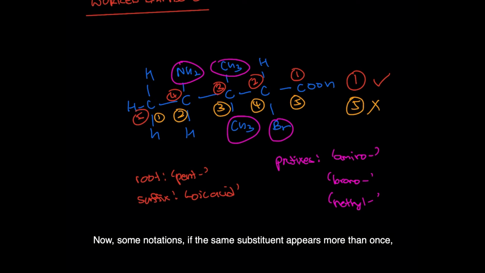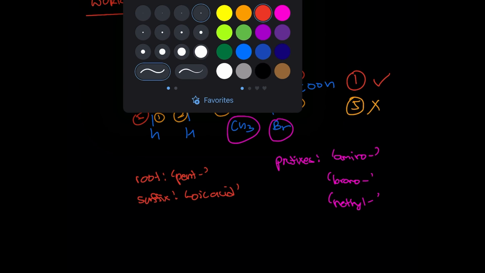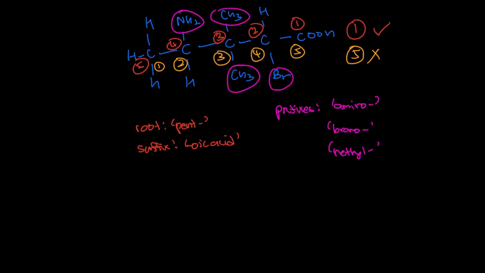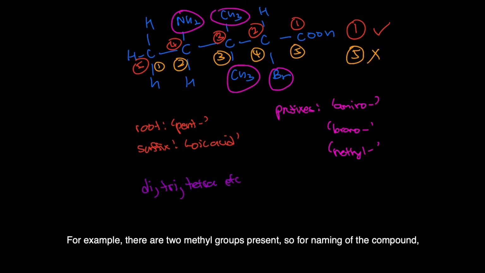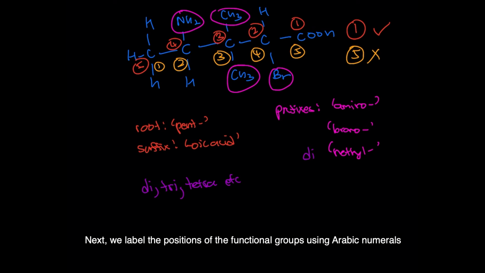Now, some notation. If the same substituent appears more than once, the term di, tri, tetra is used before naming the substituents. For example, there are two methyl groups present, so for the naming of the compound, we refer to them as dimethyl. Next, we label the positions of the functional groups using Arabic numerals, and if there are more than one type of substituents, the prefixes are arranged in alphabetical order, ignoring the term di, tri, tetra.